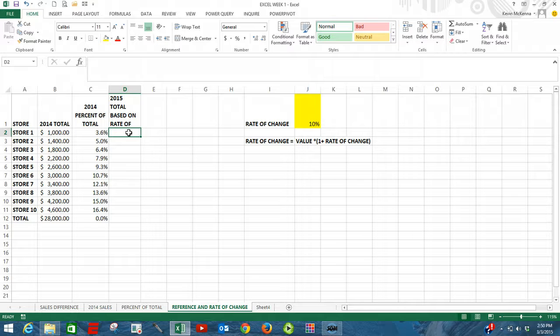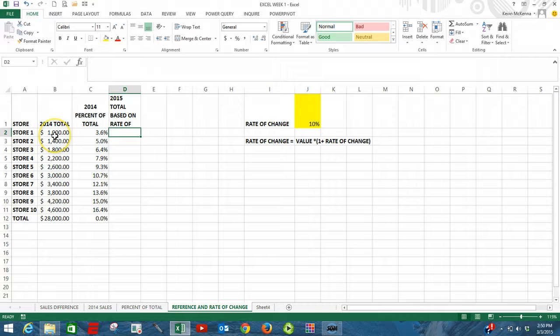Now, the next formula is going to look at a rate of change. I've listed it over here. Rate of change is basically some value multiplied by open parenthesis 1 plus whatever that rate of change is, close parenthesis. Now our rate of change is going to be 10%. So basically what we're trying to calculate here in cell D2 is looking at sales of 1,000. If we were to have a rate of change or an increase of 10%, what would that amount be?